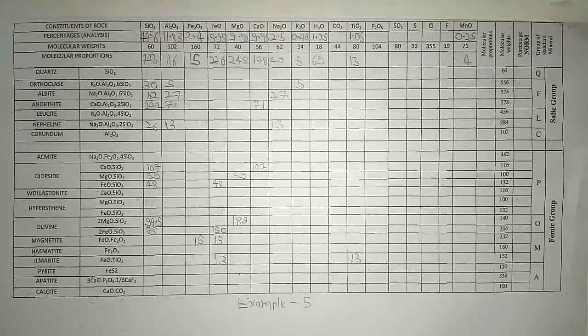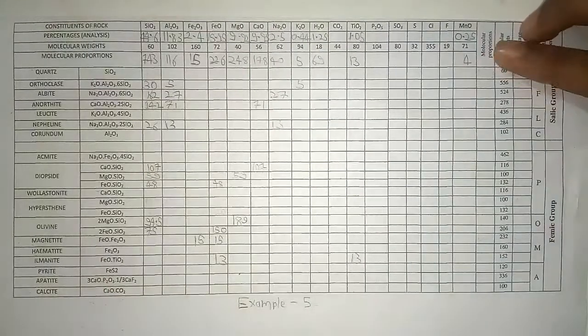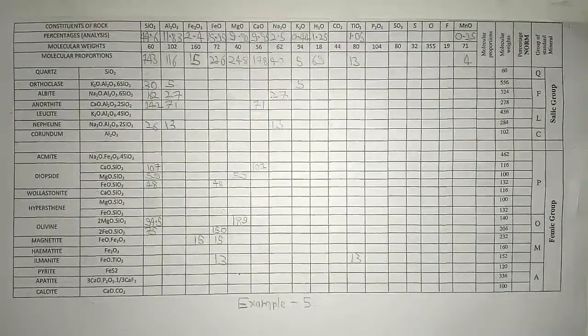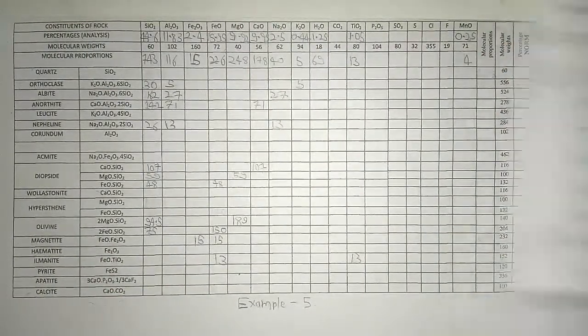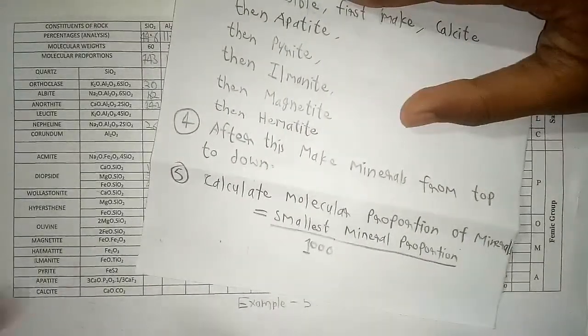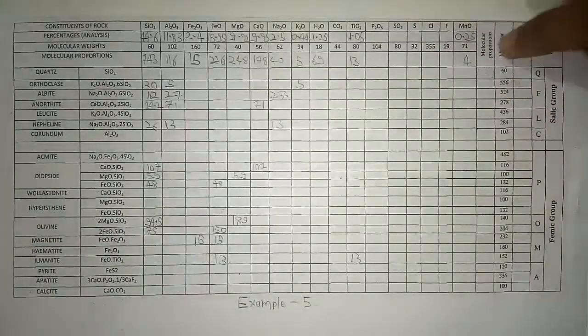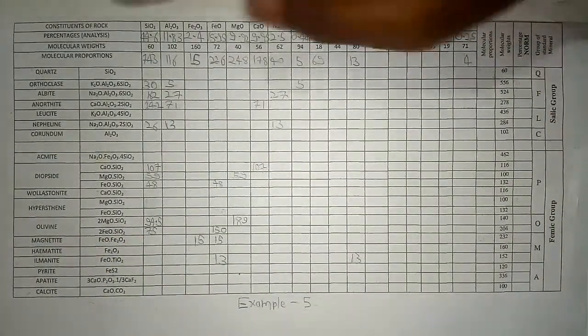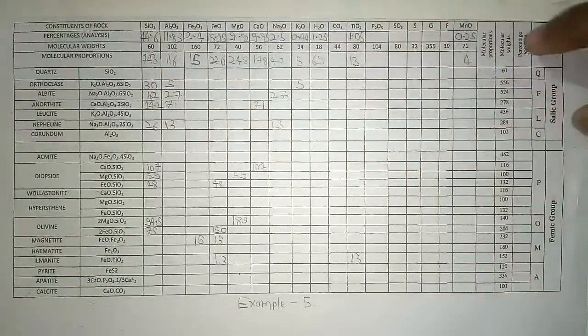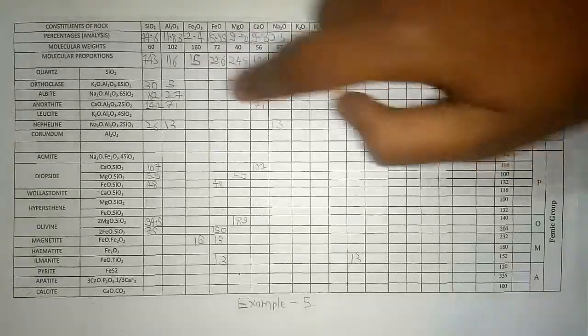So this we have done here, everything is done, and now we have to find the molecular proportion. I told you the fifth step, molecular proportion. It is here in the downside: smallest mineral proportion upon 1000, and this is the molecular proportion of mineral. So here the smallest mineral is 5, so 5 divided by 1000, that is 0.005. We will write it here, and the same way we will write up all.